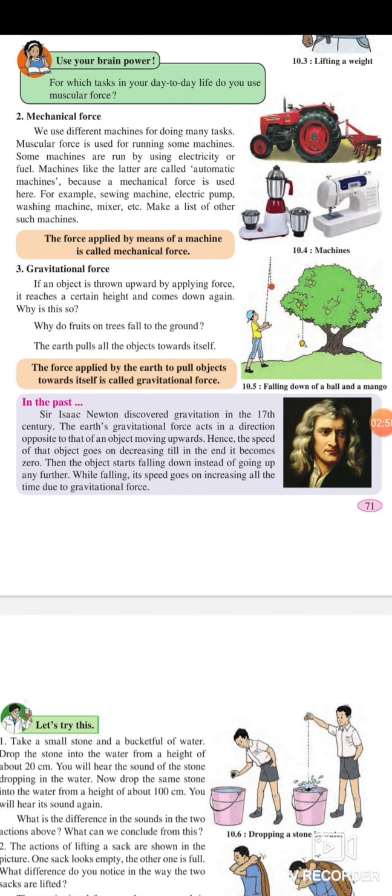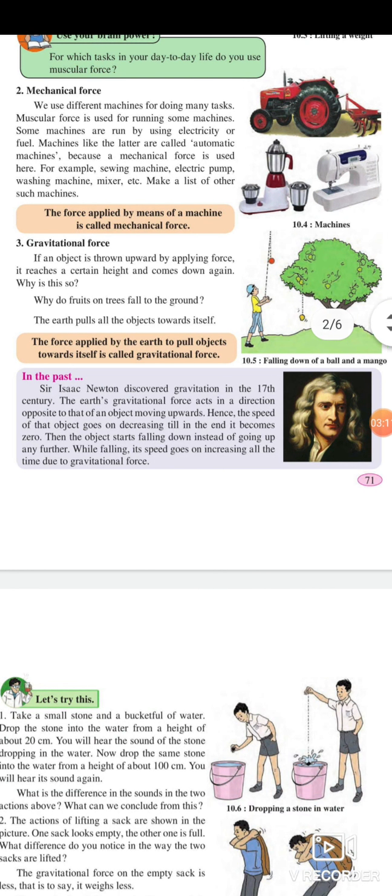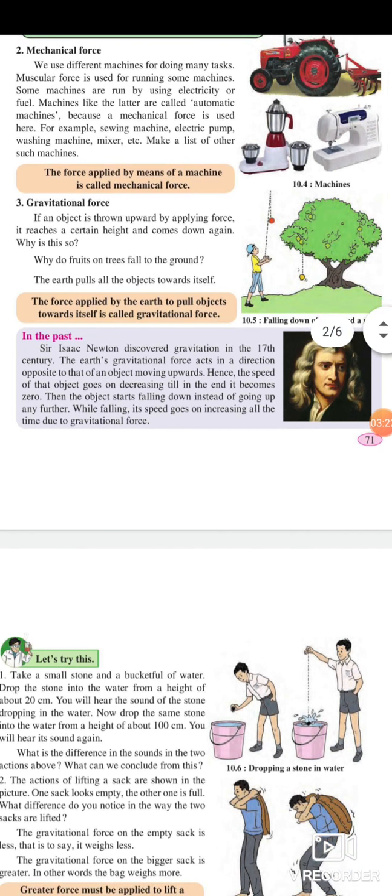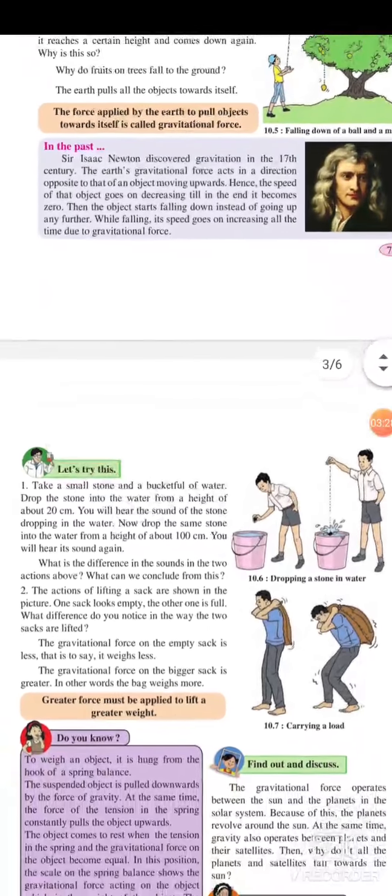Sir Isaac Newton discovered gravitation in the 17th century. The Earth's gravitational force acts in a direction opposite to that of an object moving upwards. Hence, the speed of that object goes on decreasing till in the end it becomes zero. Then the object starts falling down instead of going up any further. While falling, its speed goes on increasing all the time due to gravitational force.